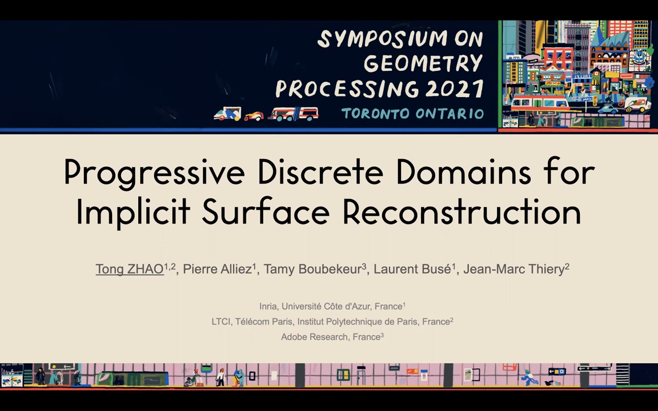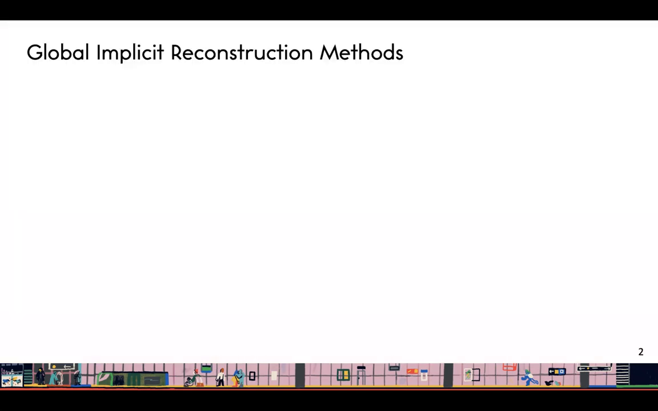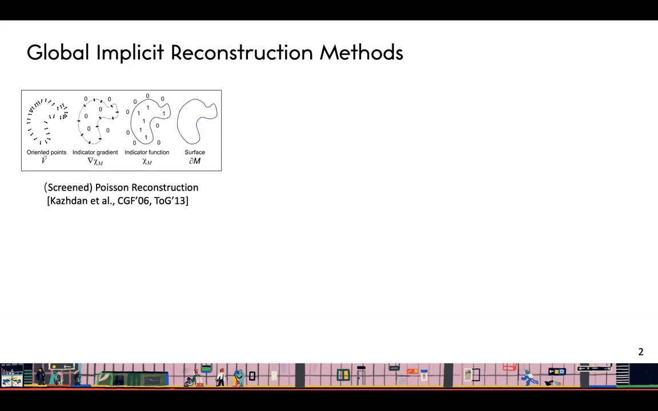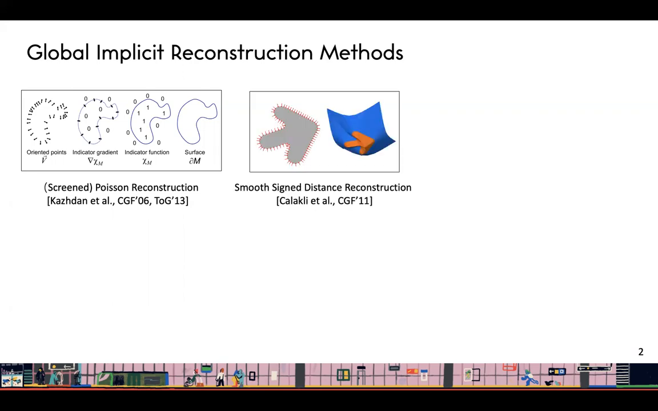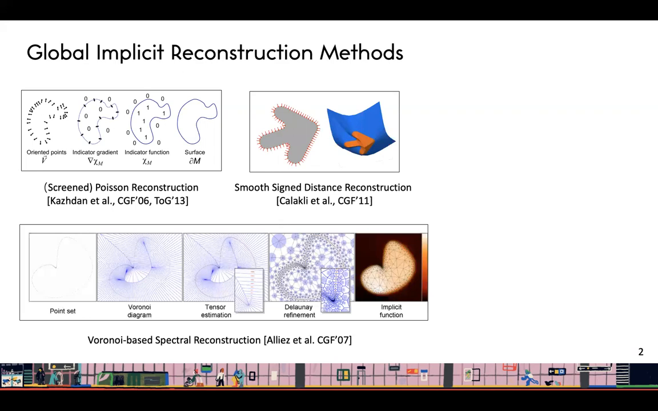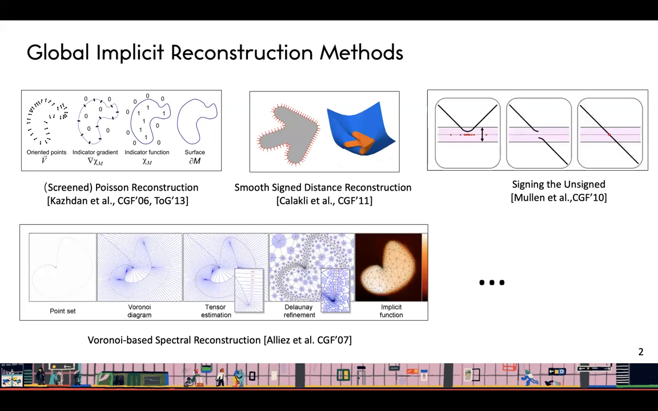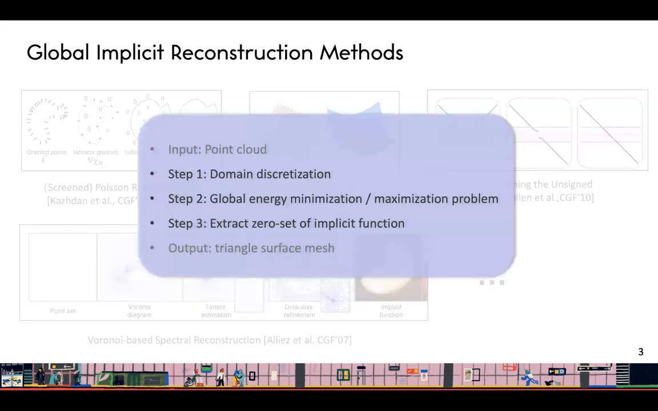Today, I'm going to present our work, Progressive Discrete Domains for Implicit Surface Reconstruction. In this work, we focus on one family of reconstruction methods, global implicit reconstruction methods. For example, the famous Poisson reconstruction and its variants, smooth signed distance reconstruction, Voronoi-based spectral reconstruction, unsigned, etc. All such methods follow the same schema.